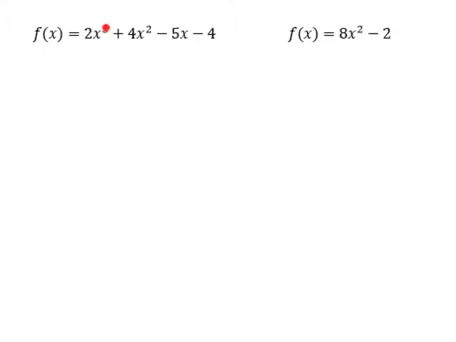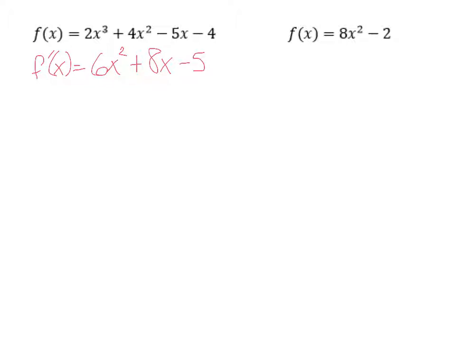Take the coefficient times the exponent, and that's going to get you 6. Drop the exponent by 1. It's now an x squared. Take the exponent times the coefficient. Drop the exponent by 1. The exponent is assumed to be a 1 times negative 5.